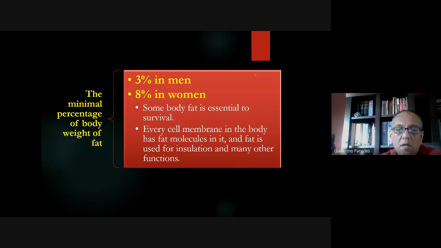The minimal percentage of body weight as fat should be about 3% in males and 8% in females. Okay, so we need some fat. The fat has other functions. Tell me one thing: do you notice that women who are very obese have problems with fertility, to get pregnant? Do you know that, right? It could be Stein-Leventhal or polycystic ovarian disease, whatever.